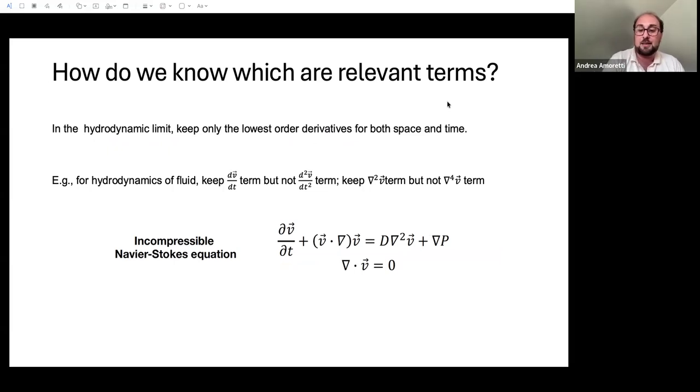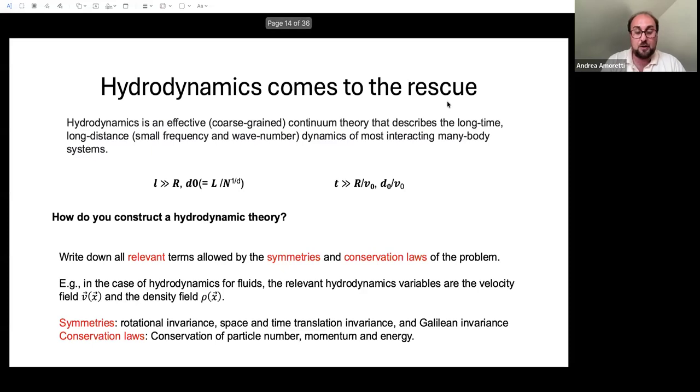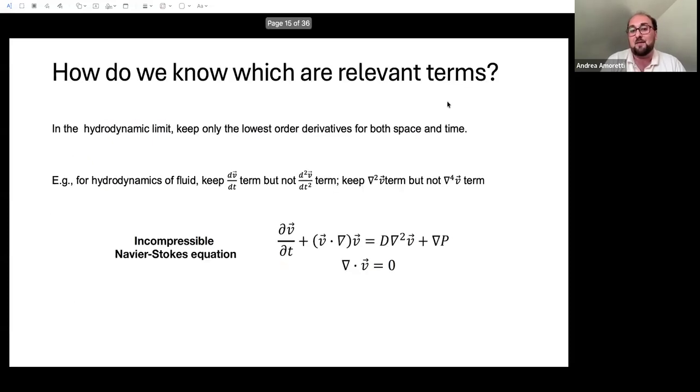Then, since you are describing a coarse-grained system, with a small frequency, small wave number description, you perform a derivative expansion. So you retain at first the terms with the lowest possible derivatives. If you do that with a standard Galilean invariant fluid that we are used to, you arrive at the Navier-Stokes equations, which are this one.